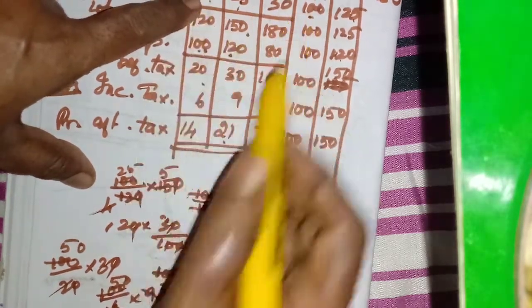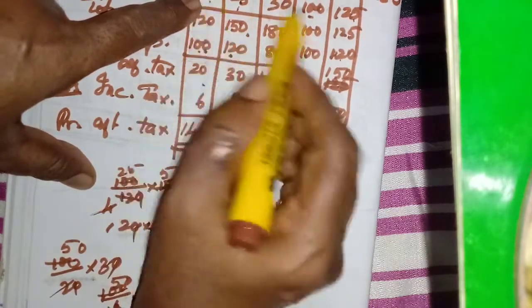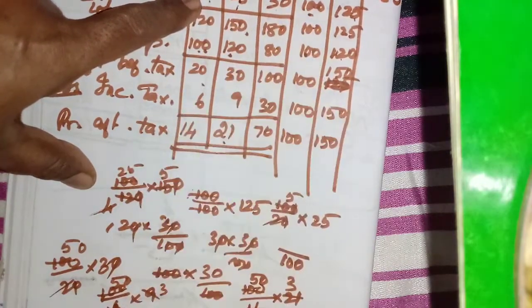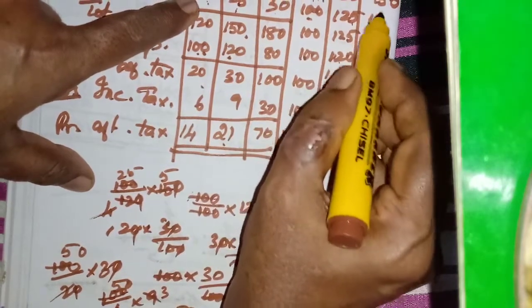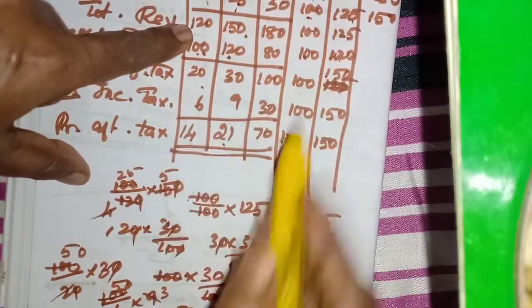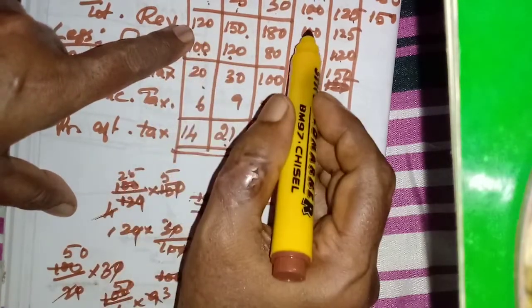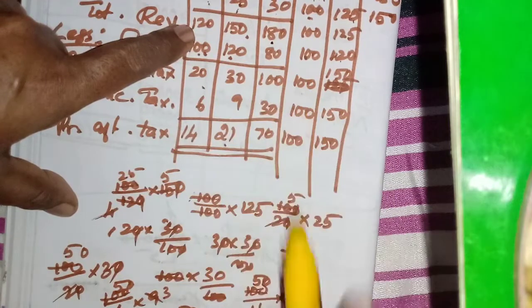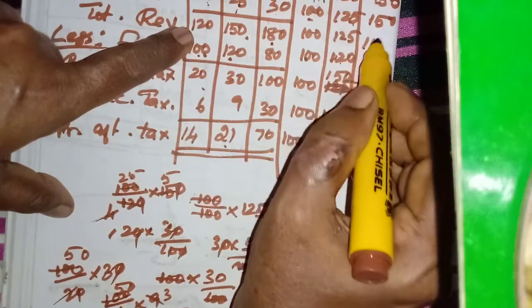For 20, how much? 100. We are taking 20 as 100, isn't it? Then for 30, 250, 150. Then for 120, 100. For 120, 100. So for 180, 10. Then 6. Here 2 6, 3 6. Again 2, 50. 50 into 3, 150.